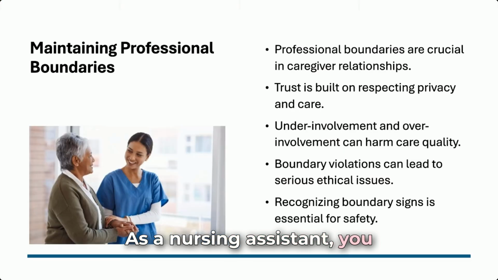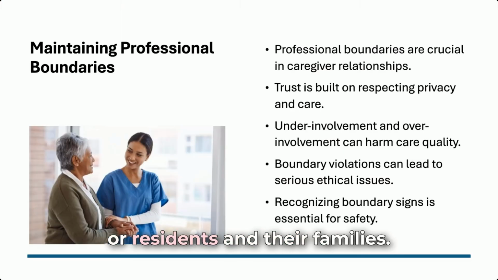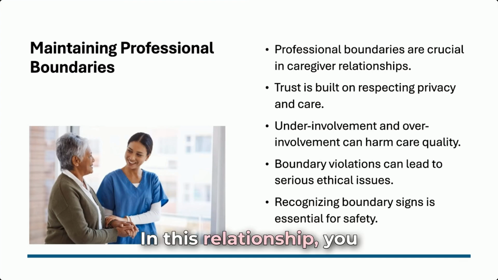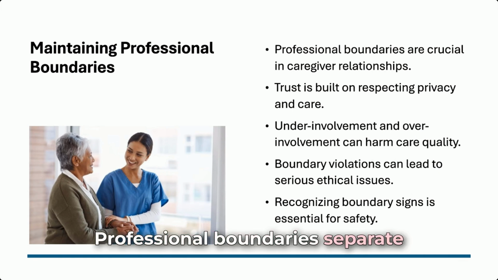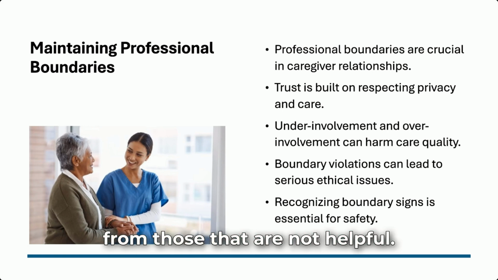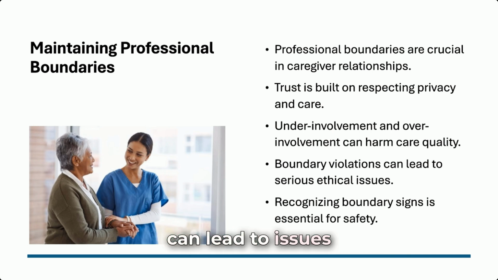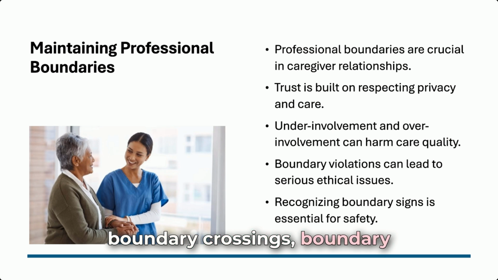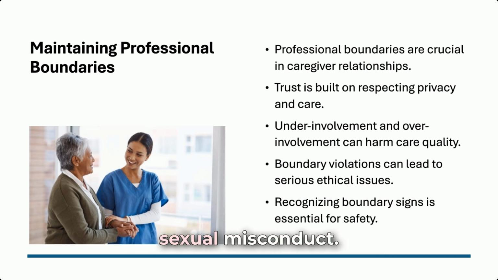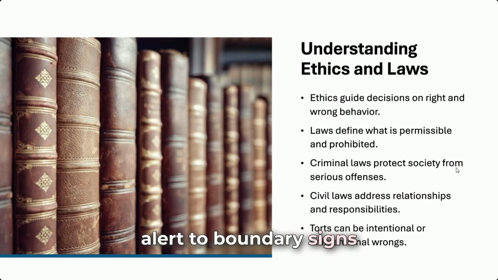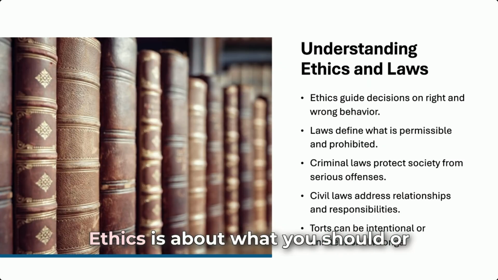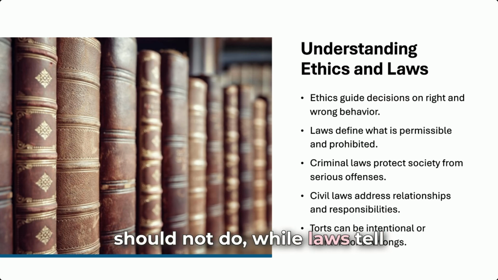As a nursing assistant, you enter into a helping relationship with patients or residents and their families. In this relationship, you are trusted with their care and private information. Professional boundaries separate helpful actions and behaviors from those that are not helpful. Being under-involved or over-involved with a person can lead to issues such as disinterest, avoidance, neglect, boundary crossings, boundary violations, and professional sexual misconduct. It is important to maintain professional boundaries and be alert to boundary signs that warn of potential issues.